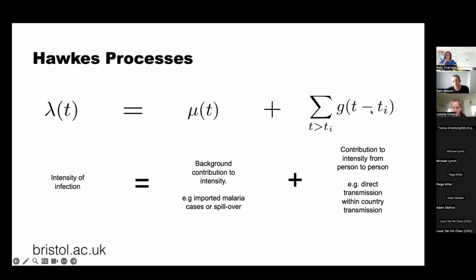With a Hawkes process, you need individual event times, so each infection needs to be unique. Whereas in the renewal process, you can have aggregated data, the number of infections per time. That's the reason we didn't use Hawkes processes for COVID: suddenly we had all these infections and we didn't have unique event times for any of them.